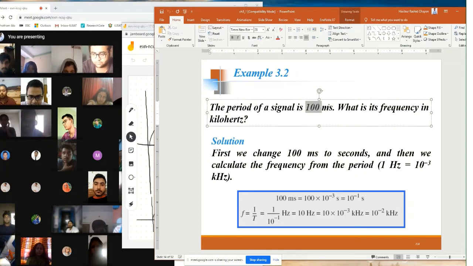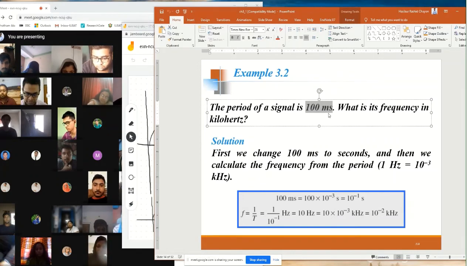The given time is in millisecond, and I told you that we have to do calculation in our standard format. That means in second, but the value is given in milliseconds. We have to convert it into the second. First thing. Second thing, it's asking what is the frequency in kilohertz. I told you our standard is hertz, but the question is asking in kilohertz, so we have to convert it from hertz to kilohertz.